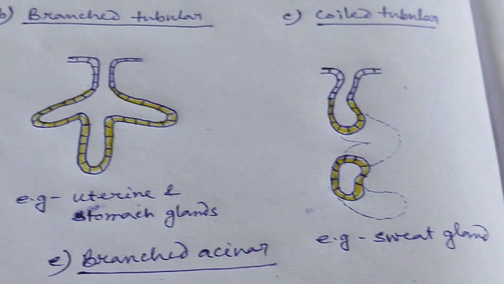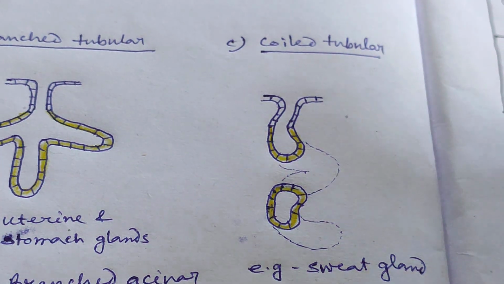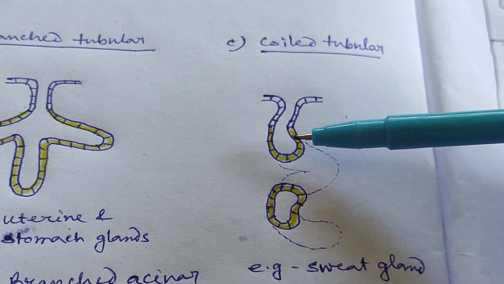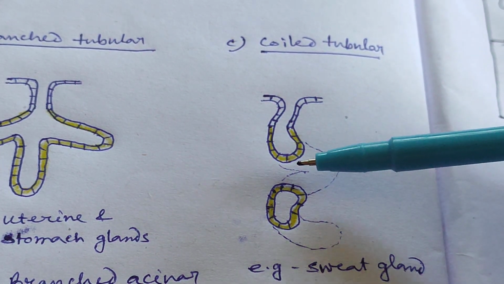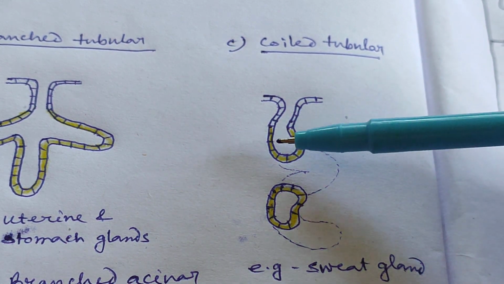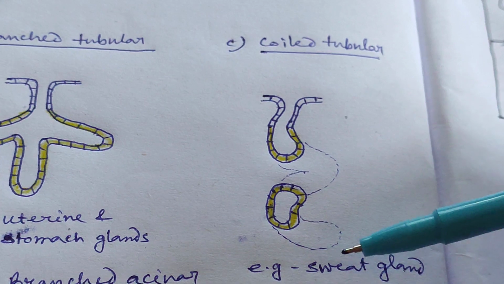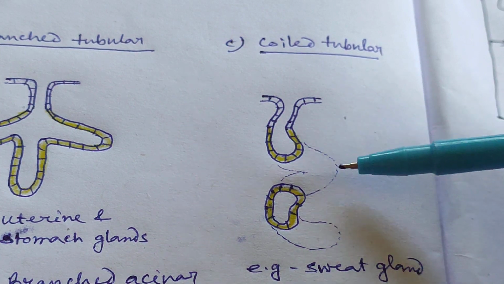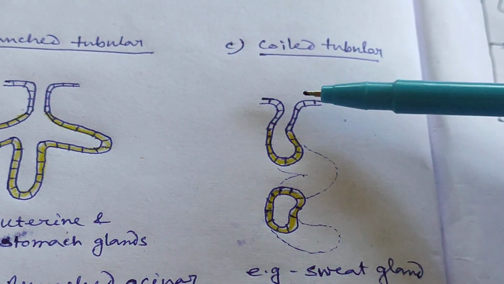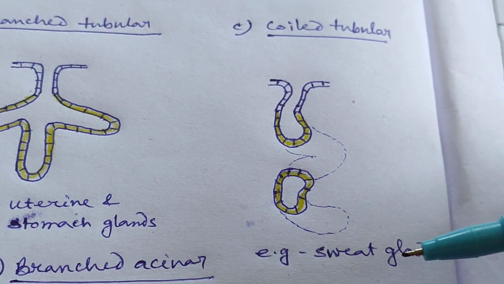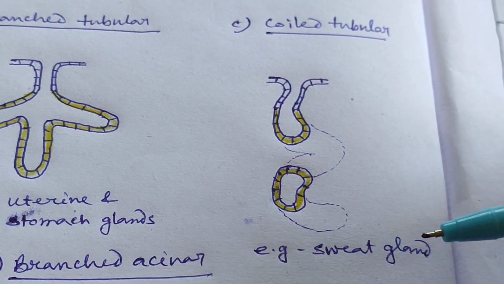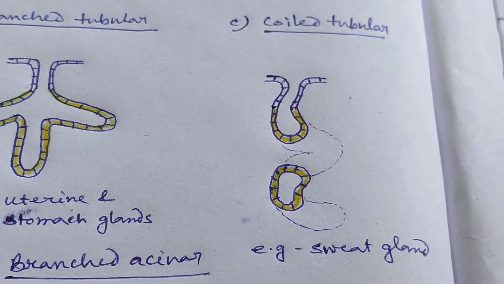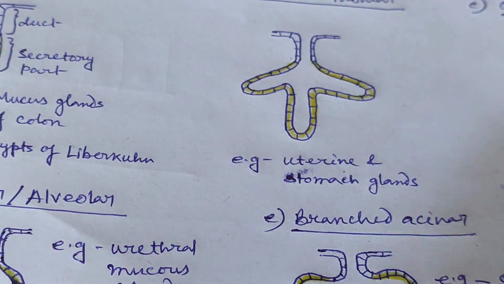Next, coming to the coiled tubular gland. Here you can also see that the duct portion, the white portion, is unbranched, that is why it is a type of simple gland, but the secretory part is of tubular type, and the tube is coiled. Here you can see some cross sections and these parts are coiled, and you can see it behind with a dotted line. Our sweat glands are coiled tubular glands. We have all seen the picture of sweat gland and we know that it is a type of coiled gland, but it is a type of simple coiled tubular gland.